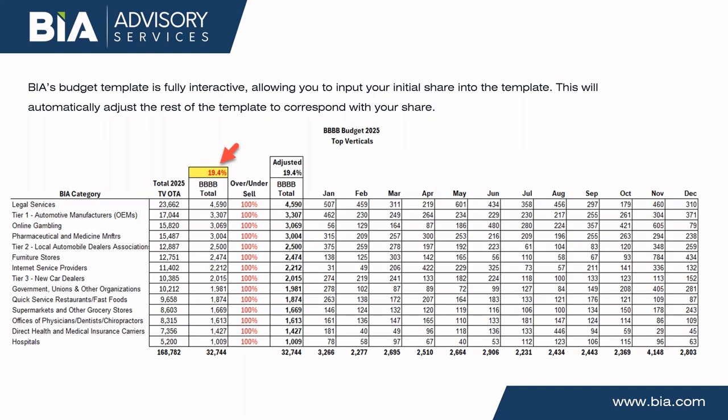BIA's budgeting template is completely interactive and will adjust as you enter different shares you would like to obtain in 2025. By entering Station B's 19.4 market share in the highlighted box, the budget template will automatically update to show you how much sales by month you would need to obtain within each vertical to reach that 19.4 market share in 2025.